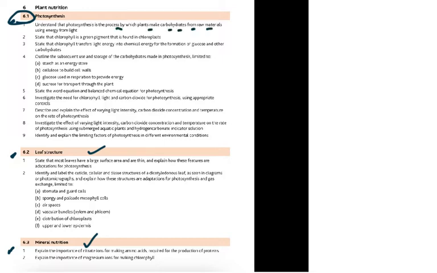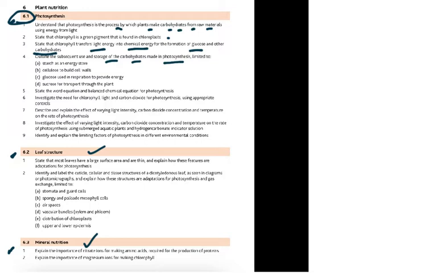Now, if you look at the first syllabus point, understand that photosynthesis is the process by which plants make carbohydrates from raw materials using energy from light. State that chlorophyll is a green pigment that is found in chloroplasts. State that chlorophyll transfers light energy into chemical energy for the formation of glucose and other carbohydrates. From glucose, cellulose, from glucose, starch. Then number 4, outline the subsequent use and storage of the carbohydrates made in photosynthesis.